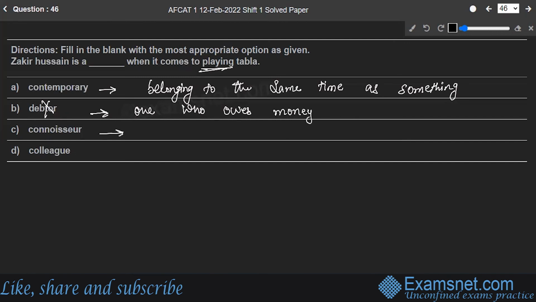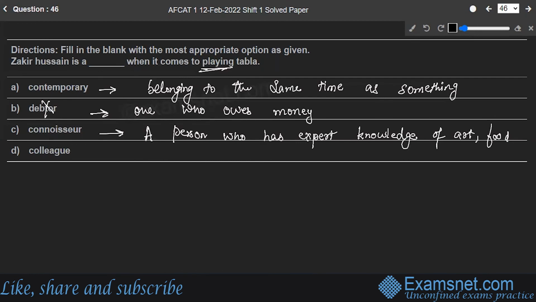Then you have connoisseur, which means a person who knows a lot about art and has an expertise in it. A person who has expert knowledge of something, like art. You can say food or drinks or anything. Like he's having an expertise in something.